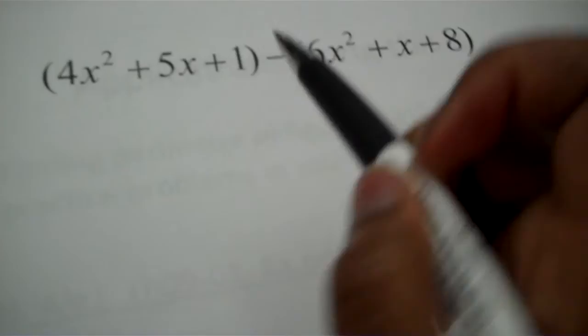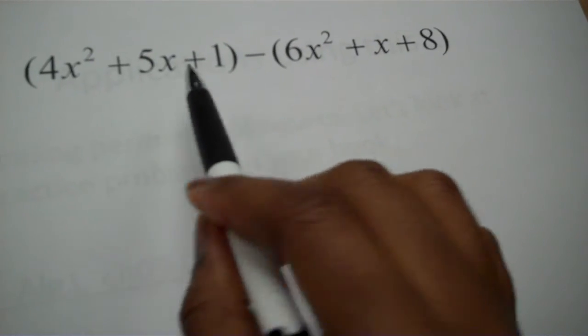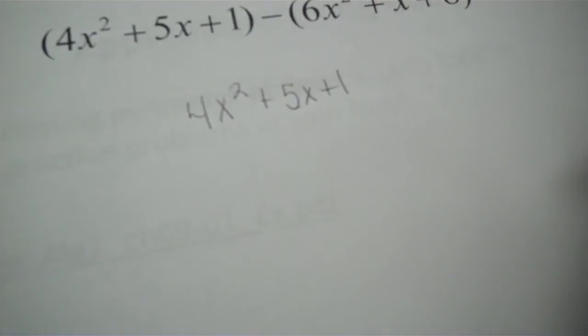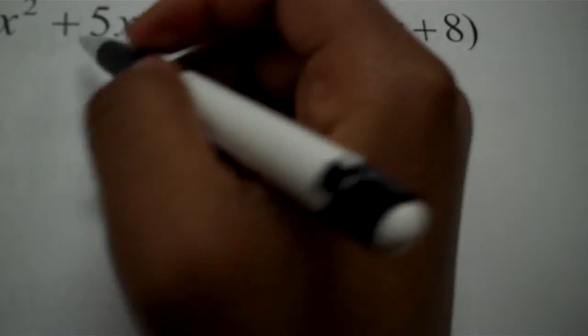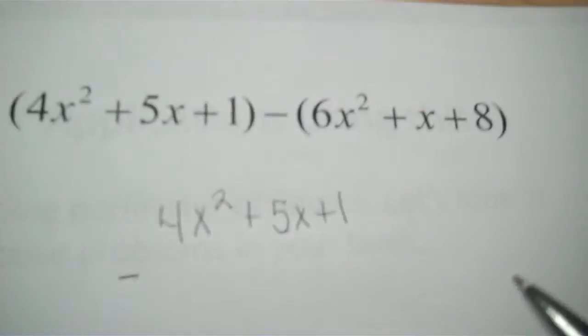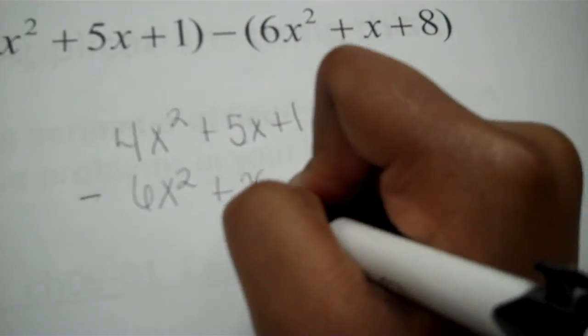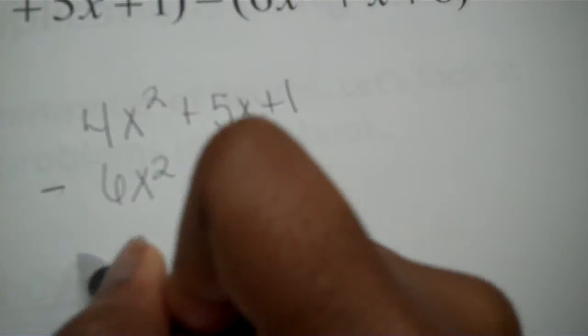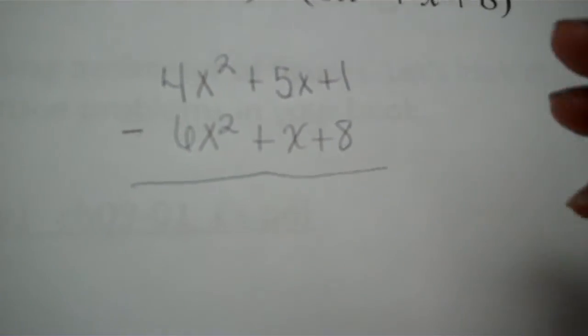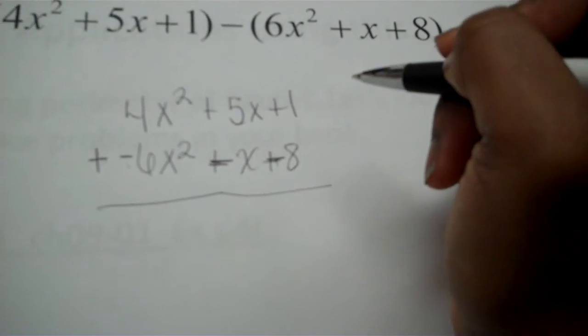Alright, let's do this one vertically. We're going to copy down the first problem. 4x squared plus 5x plus 1. Then I have subtract. Copy down the second one. 6x squared plus x plus 8. Well, remember, what's the definition of subtraction? Change it to add, and then change the signs to the opposite. So that's a negative 6, a negative x, and a negative 8.